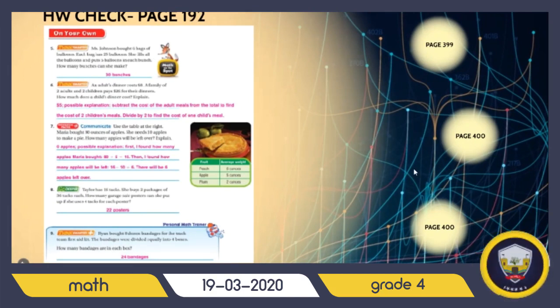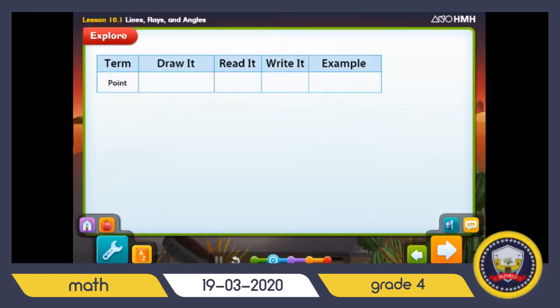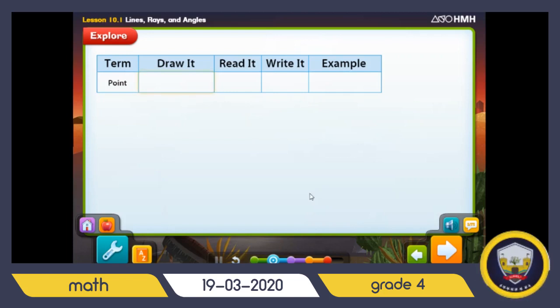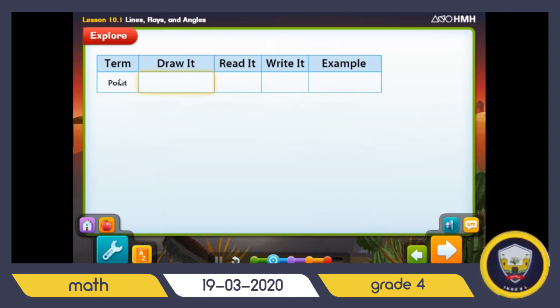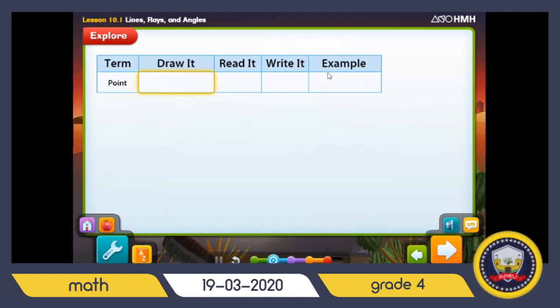If you are ready, let's start our new topic. If you already opened page 399, today we will learn about some lines, rays and angles. We will give some terms and how we can draw them, how we can read them, how we can write them, and we will give some examples from our daily life.